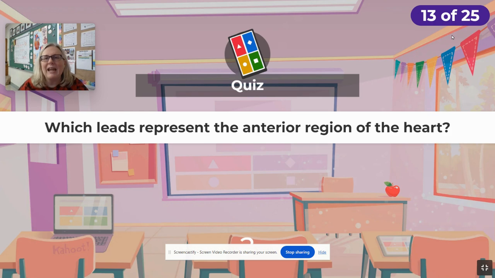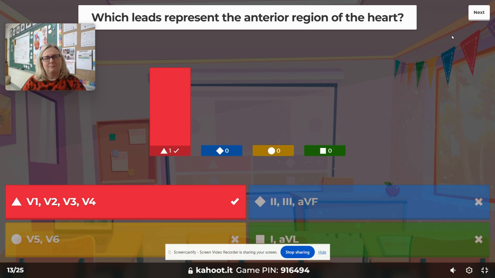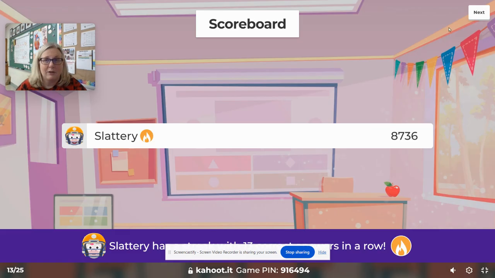Which leads represent the anterior region of the heart? If you remember, anterior means front. So wherever our stickers are placed right on the front of the heart, that's the right answer. It's V1, 2, 3, and 4. On the test I may ask you which ones are on the right of the septum and which ones are on the left of the septum. Anatomically, it makes sense that V1 and 2 would be on the right side of the septum. They're still anterior, just right septum. And 3 and 4 would be on the left side of the septum, anterior. But they're all considered anterior.